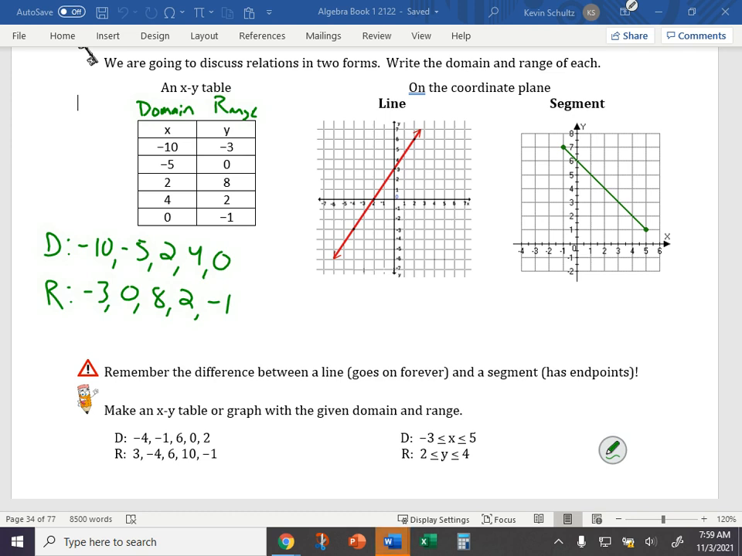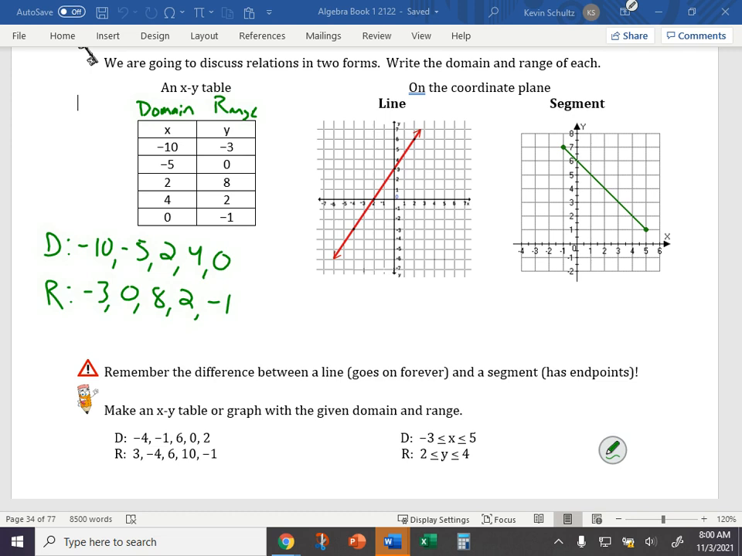Then we get to a coordinate plane. And I've got two examples of what could be on a coordinate plane. One's a line, one's a segment. What's the difference between a line and a segment? Tying in some more geometry stuff today. Sophie. A line can go on forever and a segment cannot.